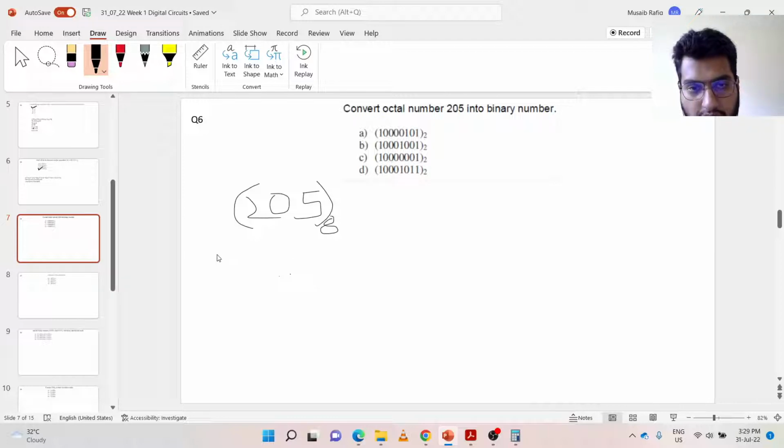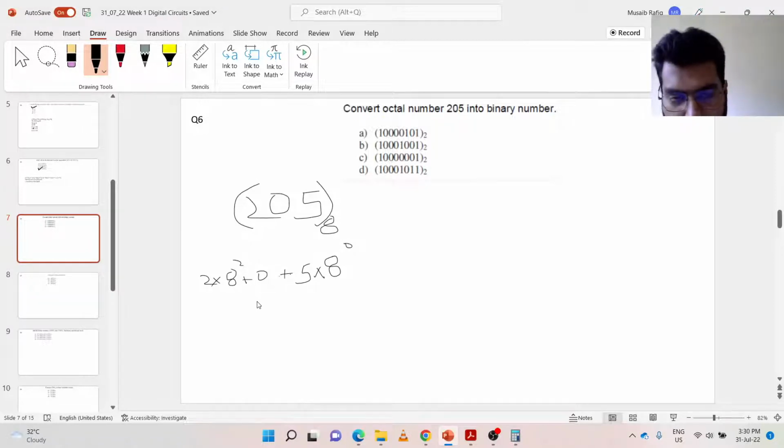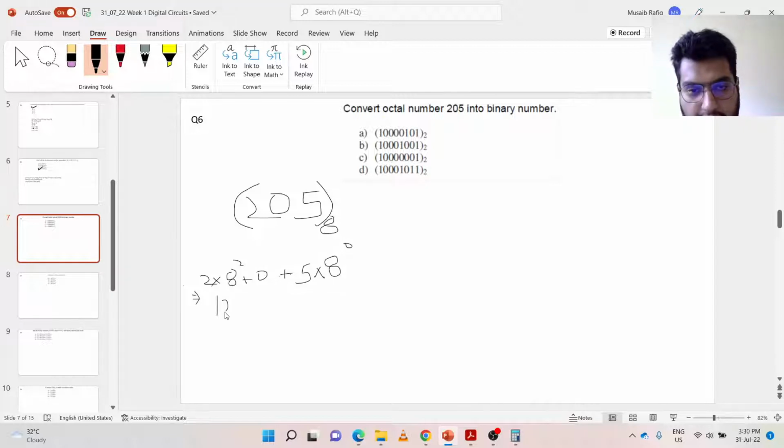The decimal number here will be the base, that is 8, raised to the power of the position 0, multiplied with the number it is occupying, 5, plus 0, plus 2 multiplied by 8 squared. 8 squared is 64. 64 multiplied by 2 is 128. 128 plus 0 plus 5. So the number in decimal is 128 plus 5, that is 133.